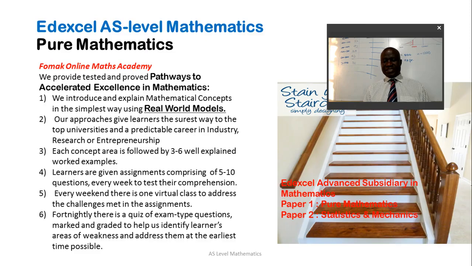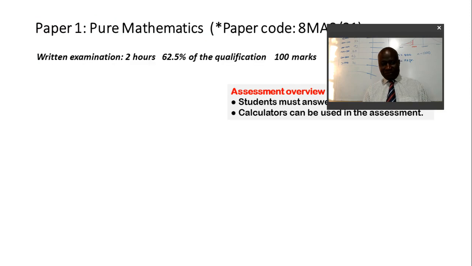As you can see, paper 1, pure mathematics, this is what we are going to start with. It takes 2 hours in the examination, and it is marked over 100 marks, but its weight is 62.5% of the final AS grade.